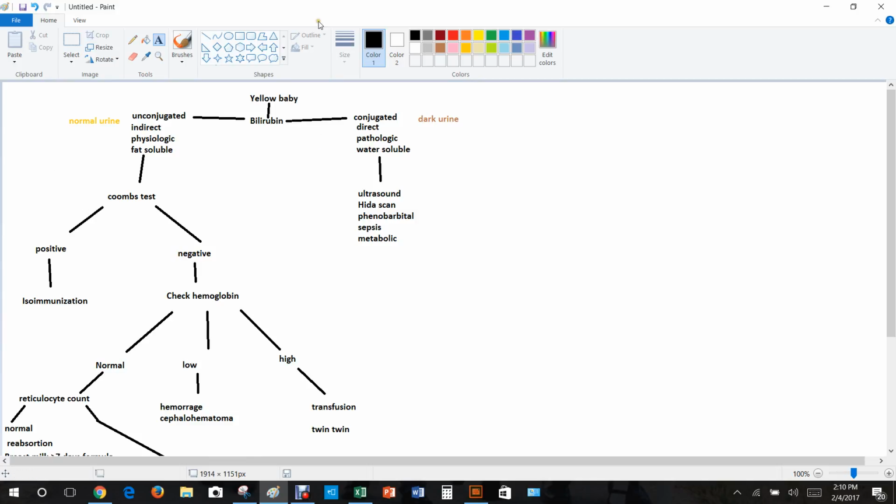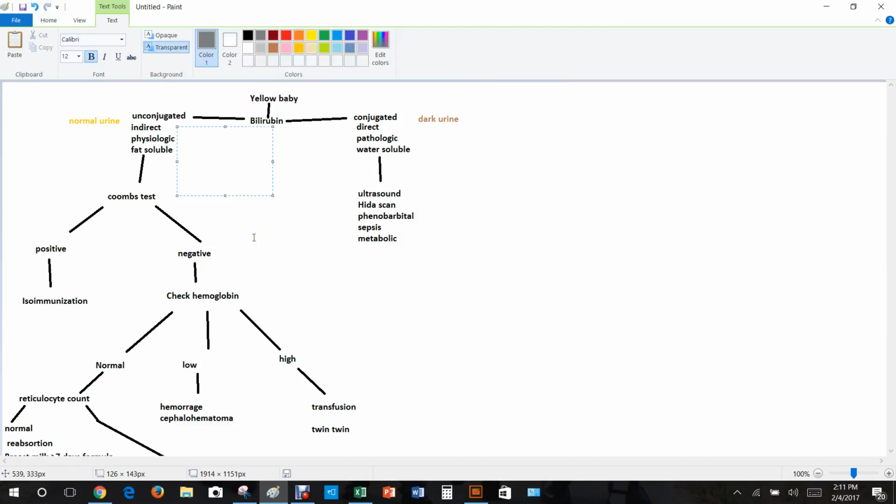I guess if I add a couple more notes in here, I would have to say that typically the unconjugated, I'm going to put this in gray, is also typically going to have an onset of greater than 72 hours, and its resolution is going to be less than 2 weeks. I think that's enough to have there.